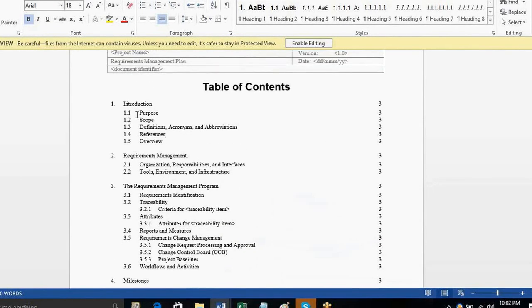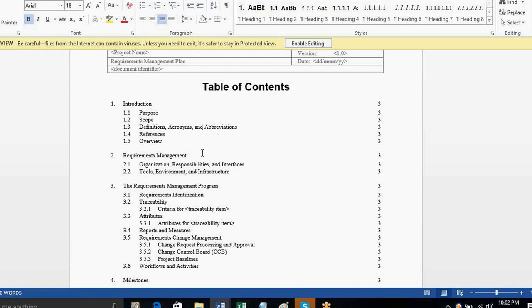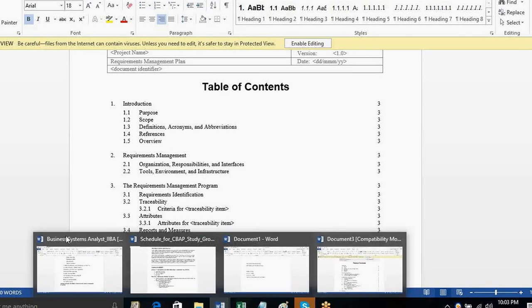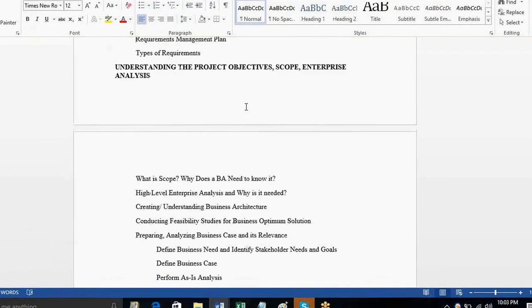What is the purpose of a requirements management plan? You would elaborate that. You would also capture any acronyms or abbreviations, those kind of things, an overview of what an RMP is. You would actually do organizational responsibilities and interfaces, tools, environment, and infrastructure. Now, how would you identify your stakeholders, right? That's something that we would also talk about in this course, in terms of the RACI matrix here.